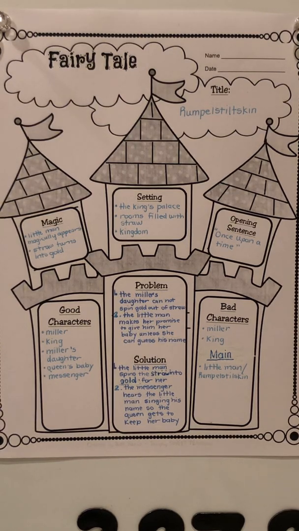And then, of course, the miller's daughter is good. She doesn't do anything bad in the story. The queen's baby is also a good character. And the messenger is definitely a good character. He's the one at the end of the story who finds out the name, takes it back to the queen, and ends up saving her baby. So we could even call him the hero of the story.